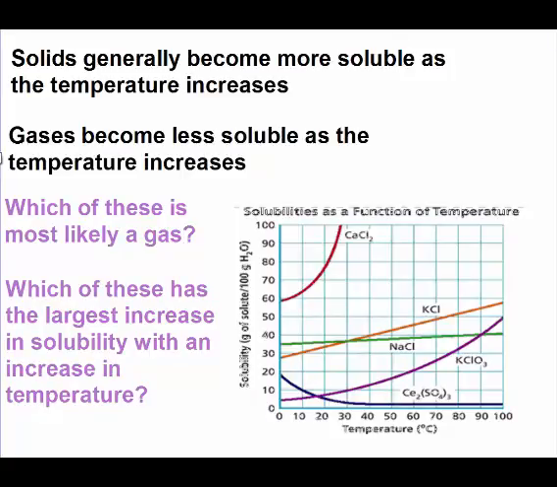Solids become more soluble as you increase the temperature, while gases are going to become less soluble as you increase the temperature. If I want more of that sugar to dissolve in my tea, I need to heat that tea up. That's how you can make sweet tea: if you have hot tea, you add sugar to it, and when it cools, then all that sugar will stay dissolved.